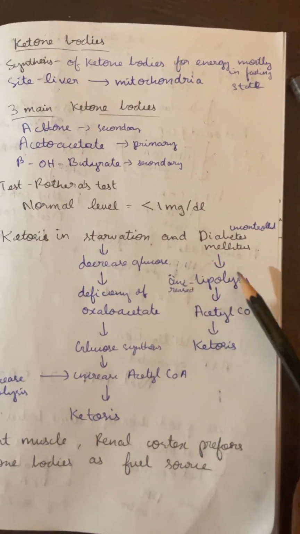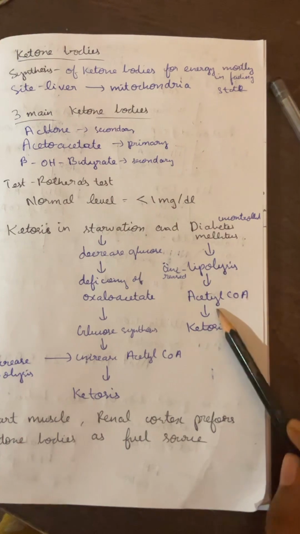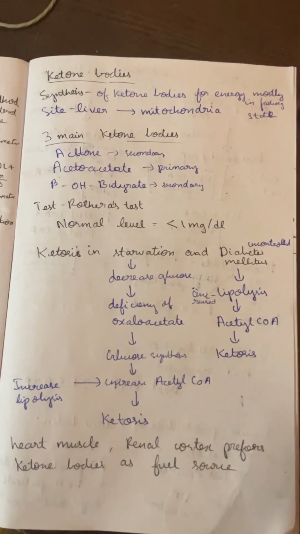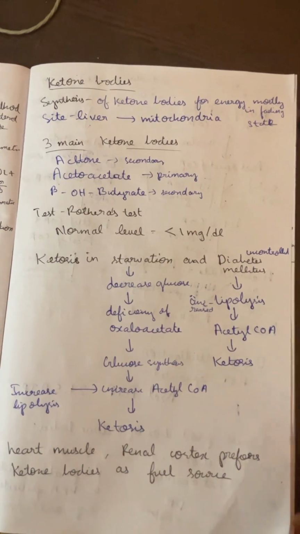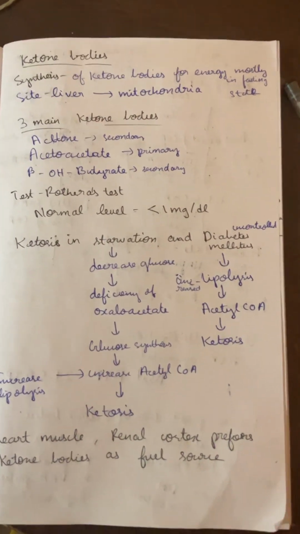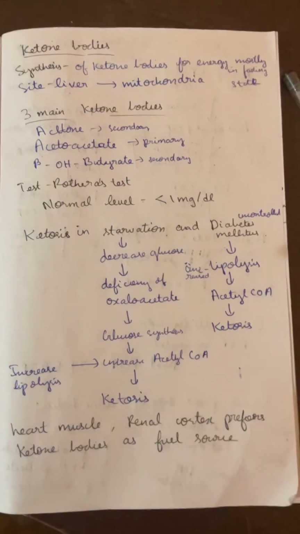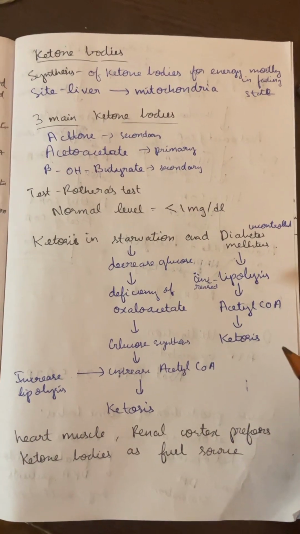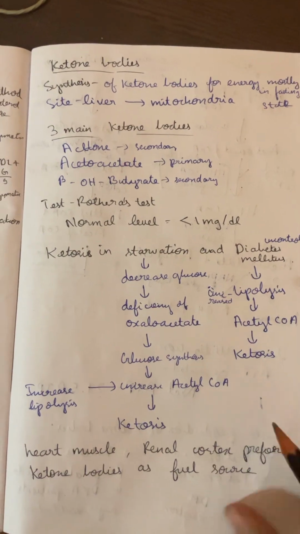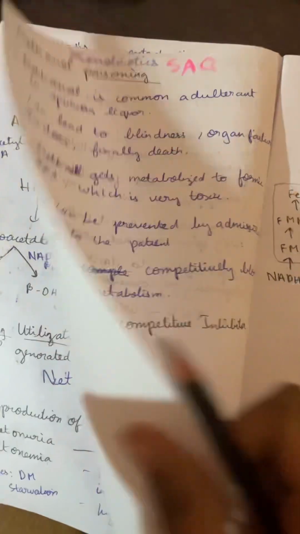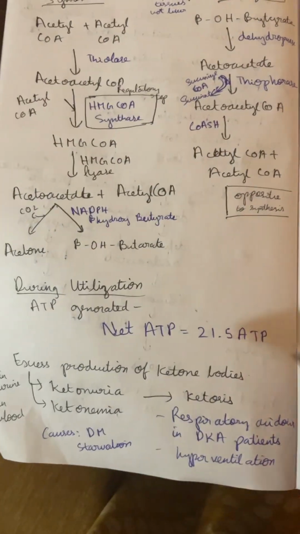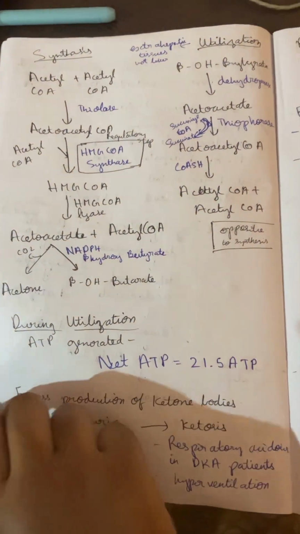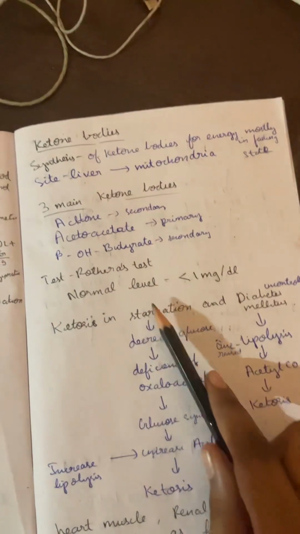Okay, so with increased lipolysis, acetyl CoA is increased in the body, in the serum levels, and that leads to ketosis. Ketosis is excessive ketone bodies in the serum. In the blood it is ketonemia, and in urine it is ketonuria. Okay, starvation.